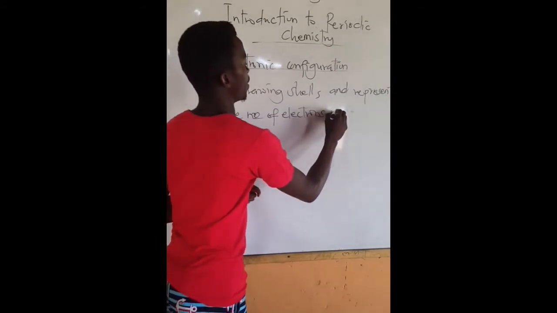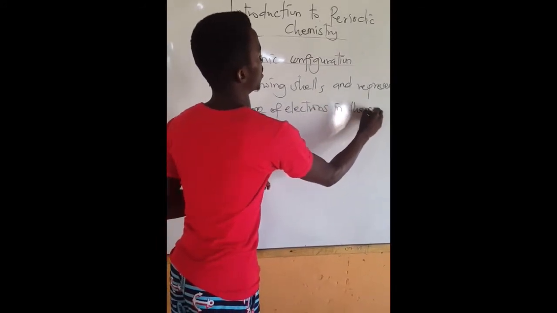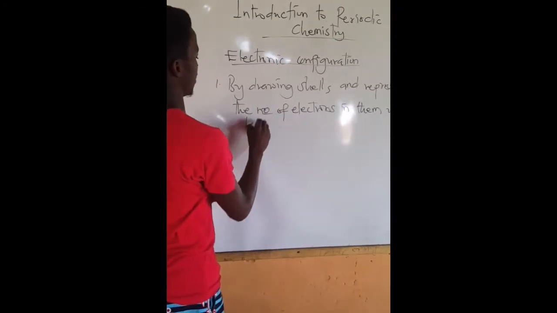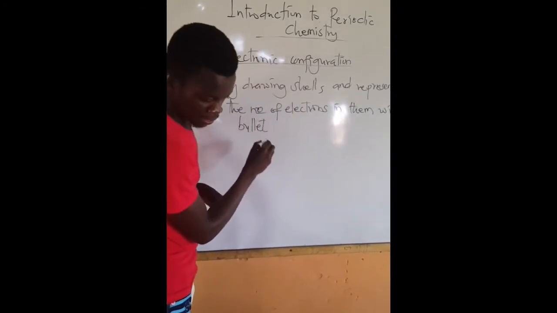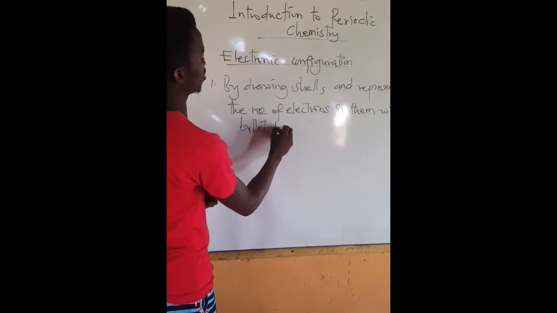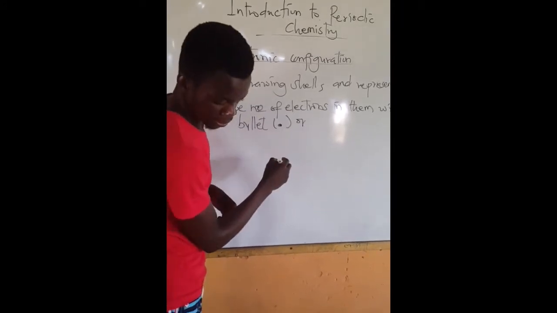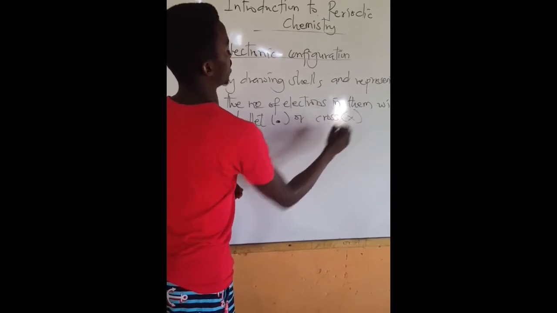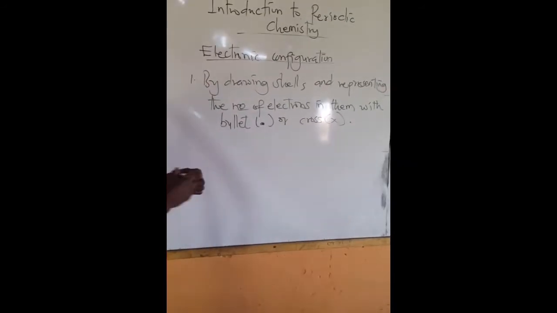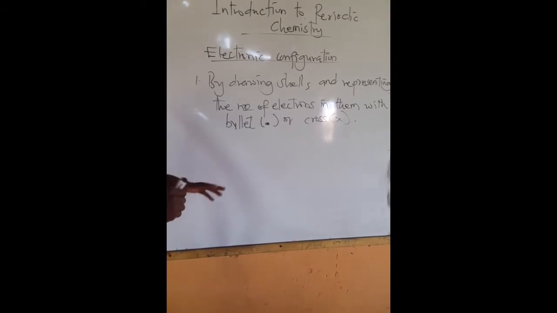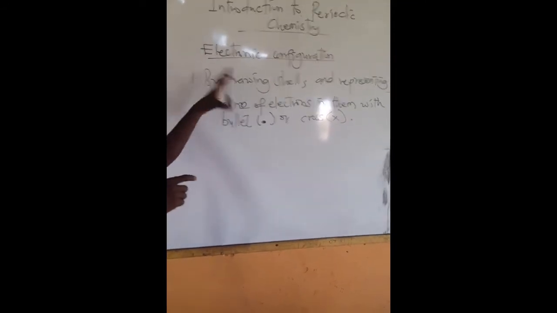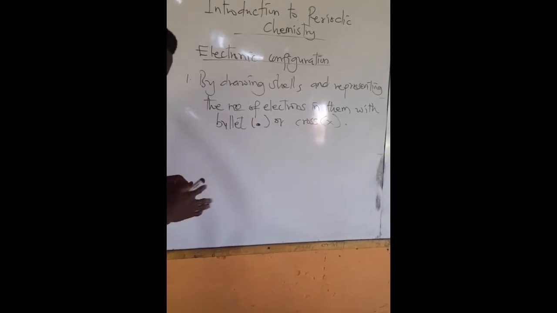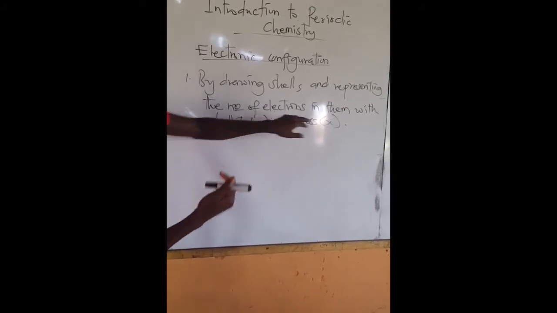In them with bullets, that is dots or with a cross. Okay, so the first way we can represent electrons in an atom is by drawing the shells and representing the number of electrons in them with a dot or a cross.